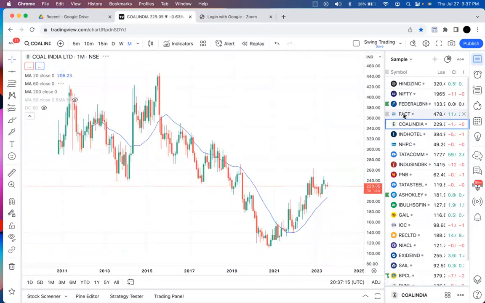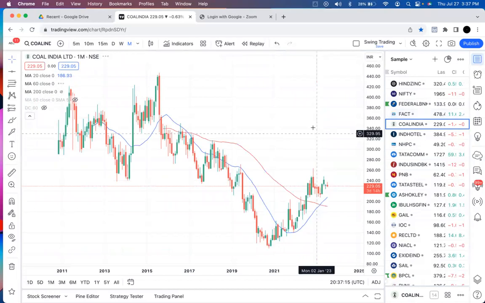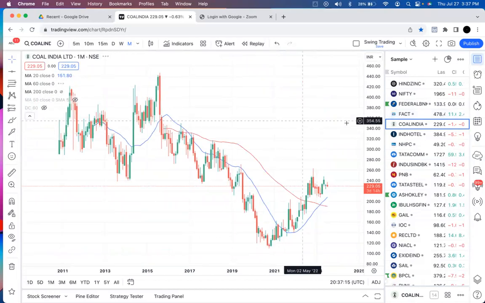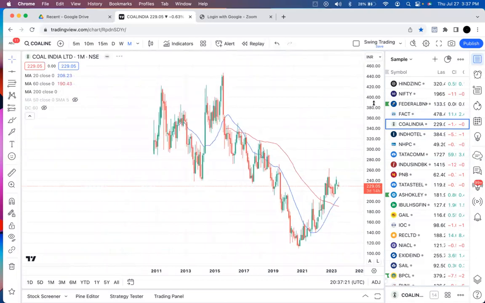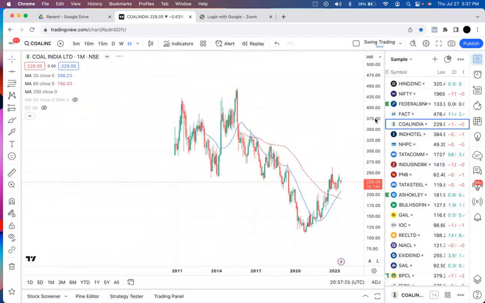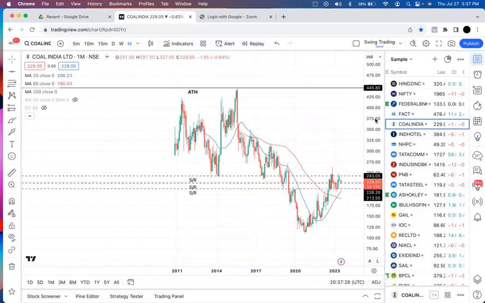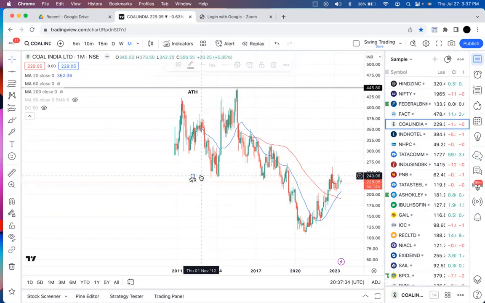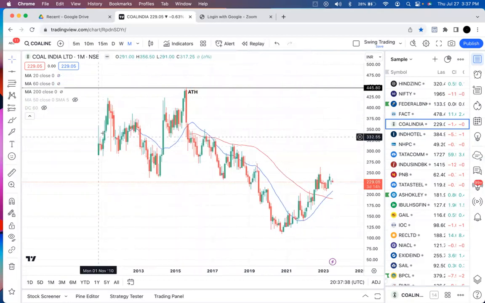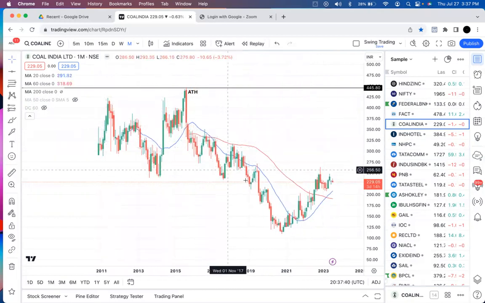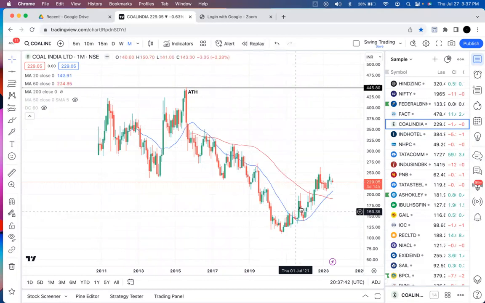Let's see what Coal India looks like. Here's the entire history of the Coal India trade right here, because it's a monthly chart, and this shows almost all of it. I'm going to remove some of the support resistance lines that I drew before, clean it up a little bit. So here you'll see that it started up and then it's just been going down.